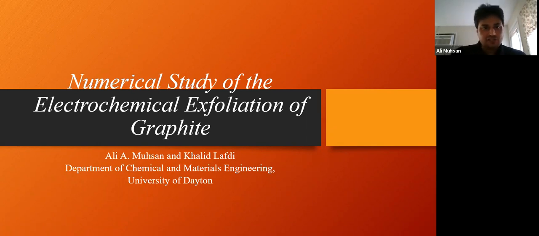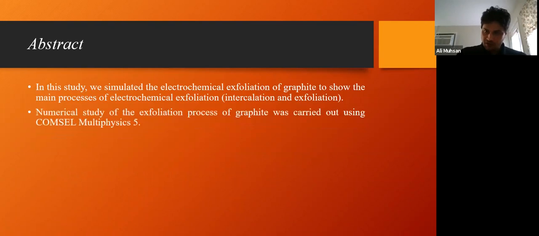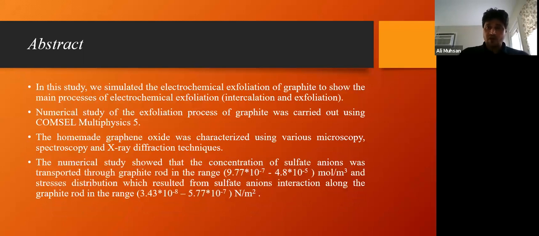The title of the research is the Numerical Study of the Electrochemical Exfoliation of Graphite by Ali Muhsan and Khalid Labdi. In this study, we simulated the electrochemical exfoliation of graphite to show the main process of electrochemical exfoliation, intercalation, and exfoliation. A numerical study of the electrochemical exfoliation of graphite was carried out using COMSOL Multiphysics. The homemade graphene oxide was characterized using optical microscope, scanning electron microscope, Raman spectroscopy, and X-ray diffraction techniques.